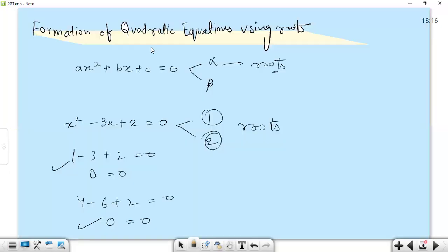Let's first discuss the formation of a quadratic equation using roots. So what are roots? Basically, roots are the solutions of the quadratic equation. It means that if a quadratic equation has roots 1 and 2, then if we substitute the value of x with 1, the equation must be satisfied. To satisfy means LHS should be equal to RHS. The same goes for the other root as well. So is this clear till now?